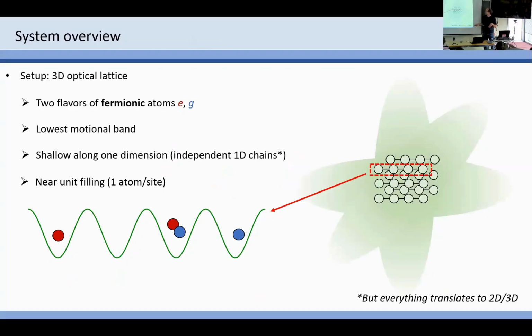Okay, so to set the stage, the system we're going to study theoretically is a 3D optical lattice. It's going to be loaded with two-flavor fermionic atoms. So these are fermions, states e and g, all in the lowest Bloch band. And we're going to consider a geometry with lattices shallow along one dimension only. So it's really just a collection of independent 1D tubes. We'll study one dimension for simplicity, but most of what I'm going to tell you can extend to 2D or 3D as well in a straightforward manner. And we'll hopefully be at near unit filling, so roughly one particle per site.